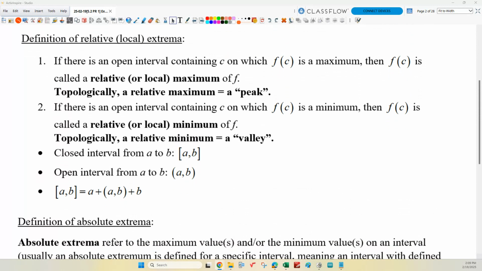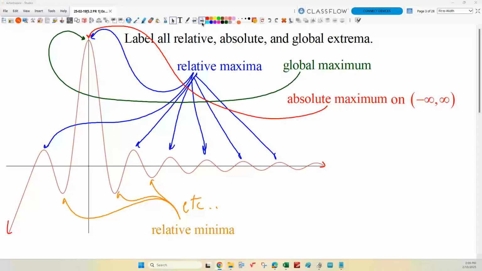Relative extrema, remember that means peaks or valleys. Absolute extrema just means, on some interval, the highest place an ant could stand on the function and the lowest place the ant could stand on the function.